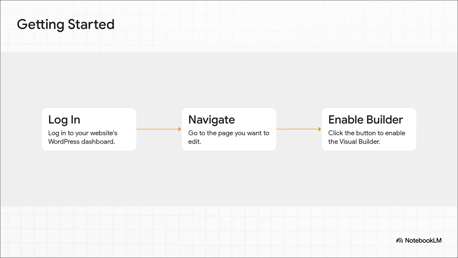Seriously, first, you log into your website's dashboard. Second, you just go to whatever page you feel like changing. And third, you look for that big button at the top that says Enable Visual Builder, and you click it. That's it. The page instantly transforms into this live, editable canvas right before your eyes.